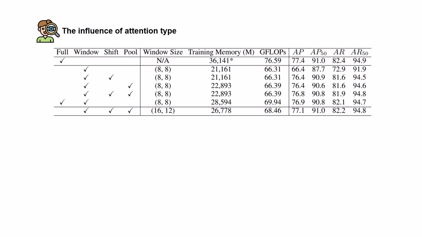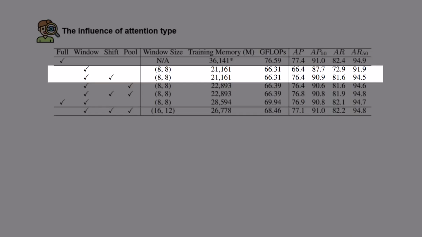And the other thing is window plus shift, which is actually the Swin transformer. And you can see the difference. By having only window without shifting, the average precision drops to 66.4. But when I add shifting, we have 10% more average precision, while the GPU memory is still the same and the gigaflops is still the same. That is how impressive Swin transformer is.